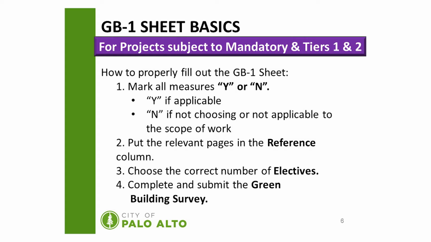This slide highlights tips for properly filling out the GB1 sheet for mandatory Tier 1 and Tier 2 projects. For each green building measure, indicate if the item is applicable or not applicable to the scope of work for the project. For applicable code measures, mark Y for yes, and for code measures outside the scope of work, mark N for no. For each applicable item, ensure that the reference column indicates where the relevant documentation can be found. For Tier 1 and Tier 2 projects, check the mandatory amount of electives indicated on the GB1 sheet. Each project shall complete and submit the Green Building Survey.